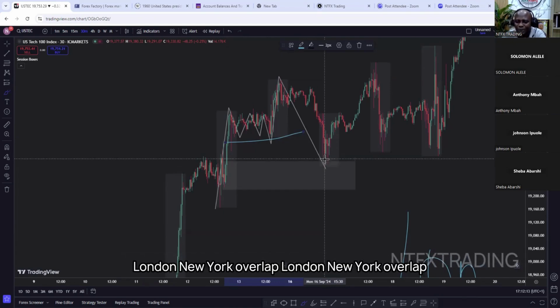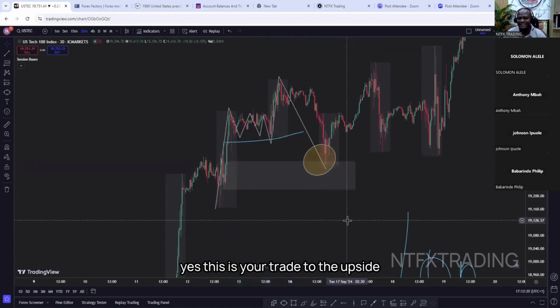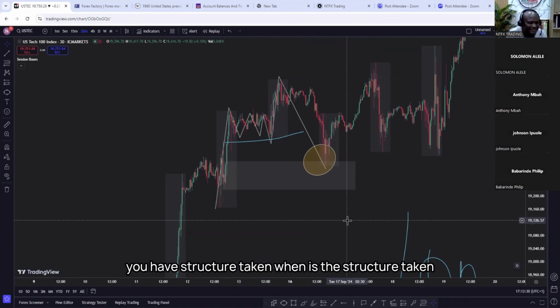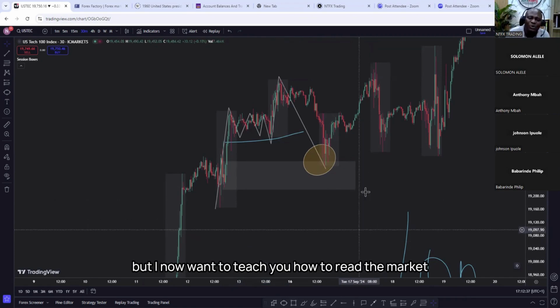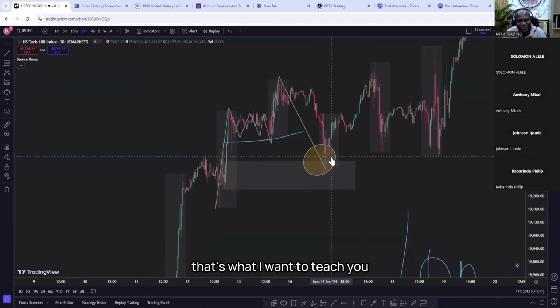London, New York overlap. This is your trade. Yes, this is your trade to the upside. So you have structure prepared, you have structure taken. When is the structure taken? London, New York overlap. That is your trade. But I now want to teach you how to read the market at the point of entry. How do you read the market there? That's what I want to teach you.